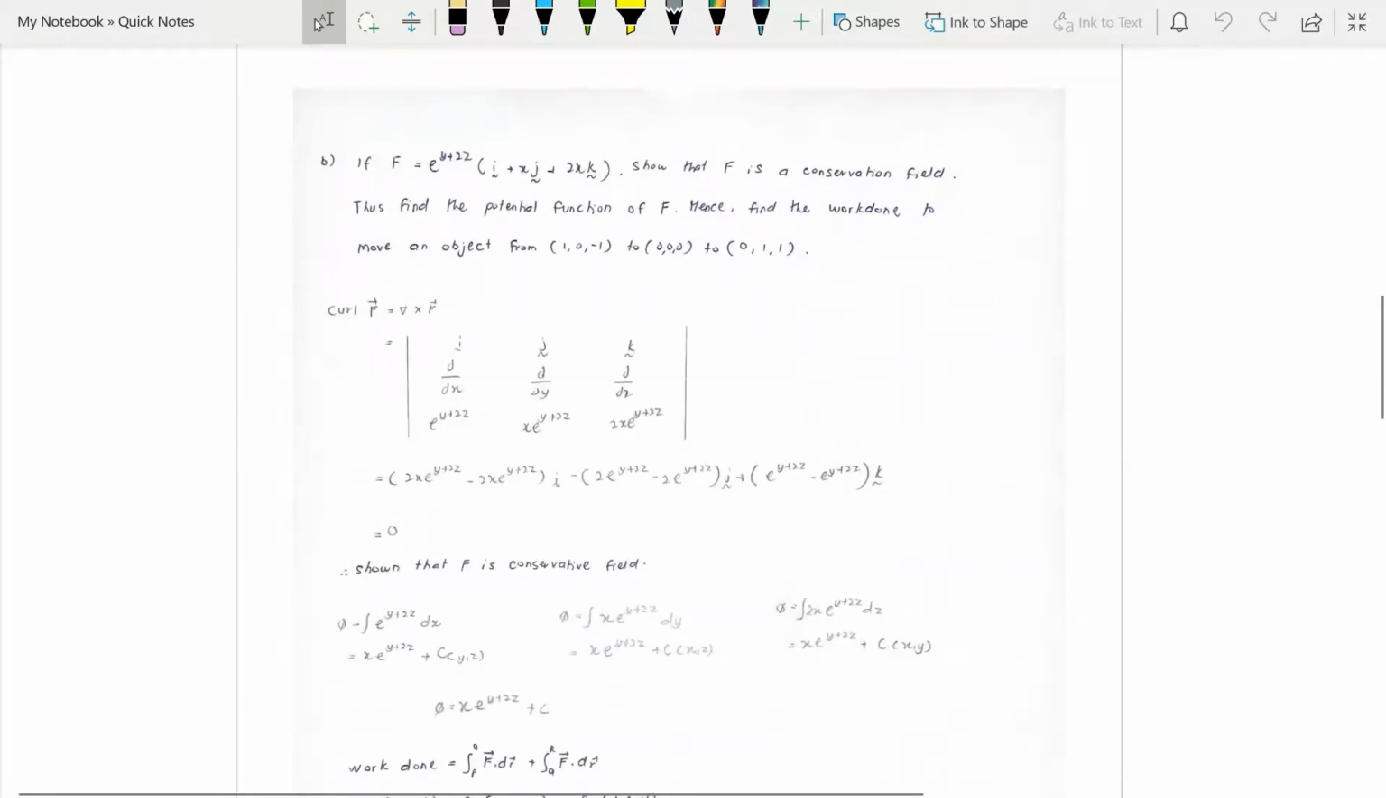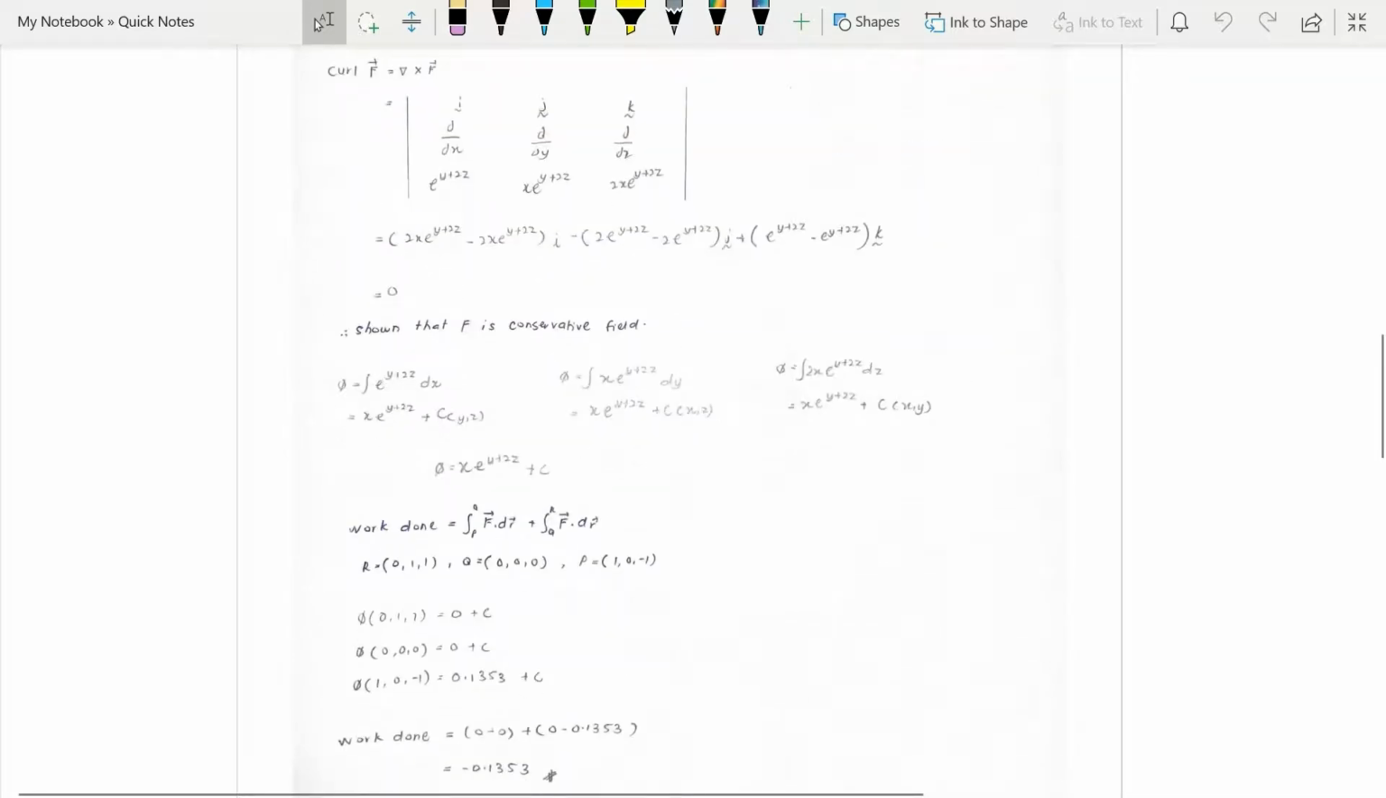For b, if F equals (e to the power of y plus 2z) i plus x j plus 2x k, show that F is a conservative field. Thus, find the potential function of F, hence find the work done to move an object from (1, 0, negative 1) to (0, 0, 0) to (0, 1, 1). First, we calculate the curl of F. This is the formula. Then we get the curl is 0. So that shows that F is a conservative field.